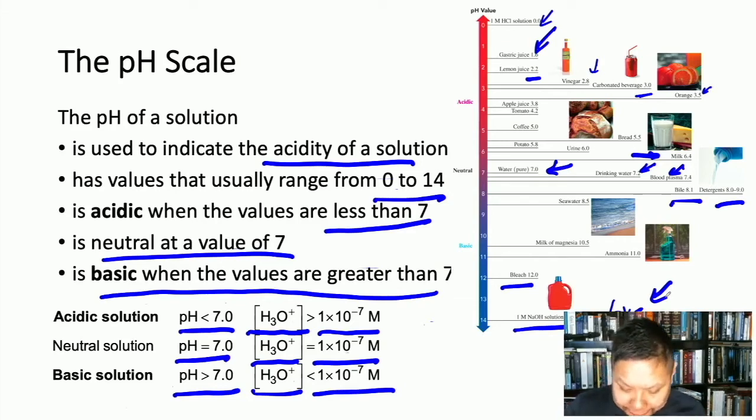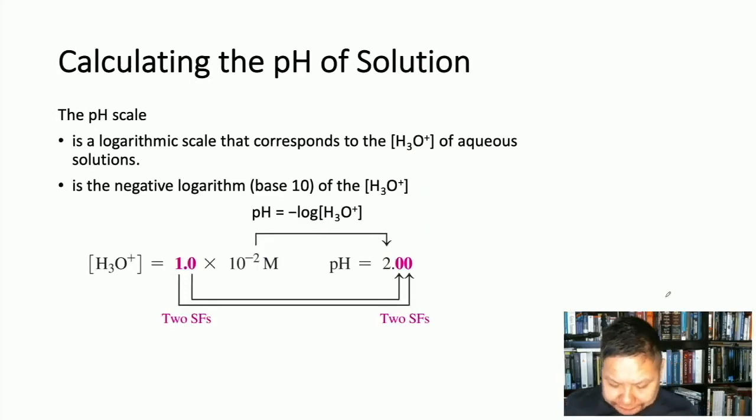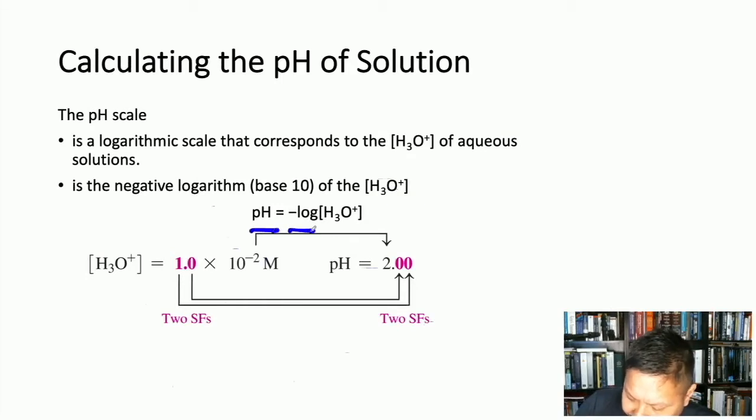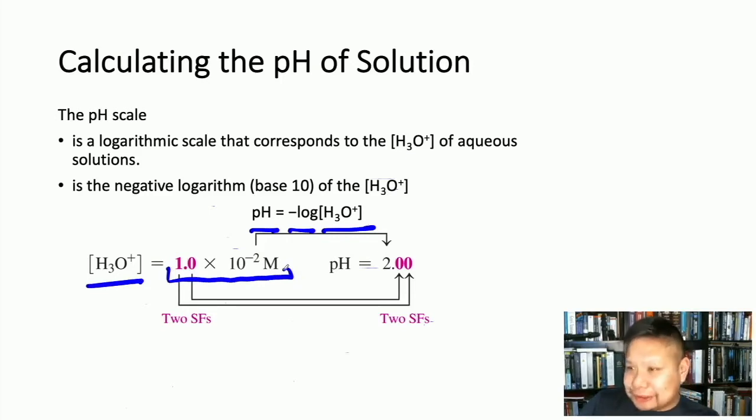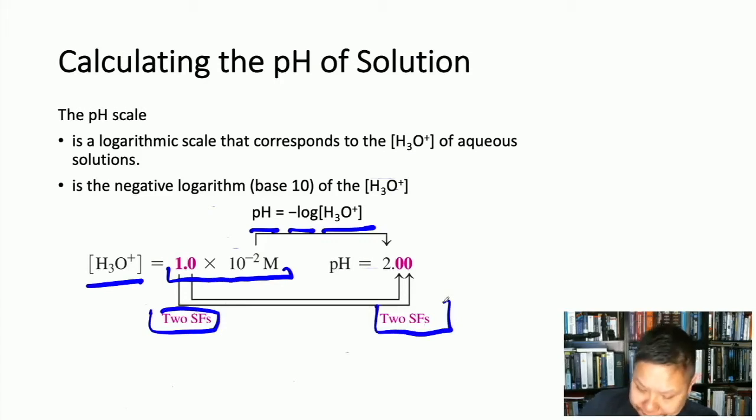So let's talk about now how to calculate the pH of a solution. pH is on a logarithmic scale, so pH actually equals the negative log of the hydronium ion concentration. So if you have the hydronium ion concentration here, and it's 1.0 times 10 to the negative 2 molar, this little graphic down here is just showing you how we take into account our significant figures. 2 sig figs here, the 1 and the 0. So to do that over in the pH, the 2 sig figs are going to be the 2 places after the decimal point in the pH. So that's how we do that.